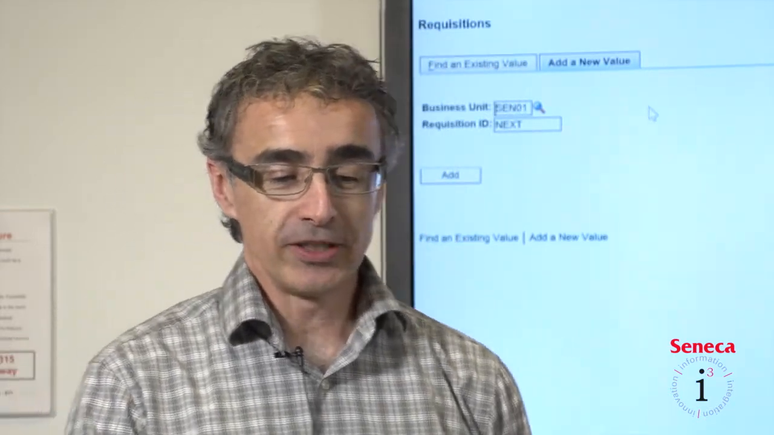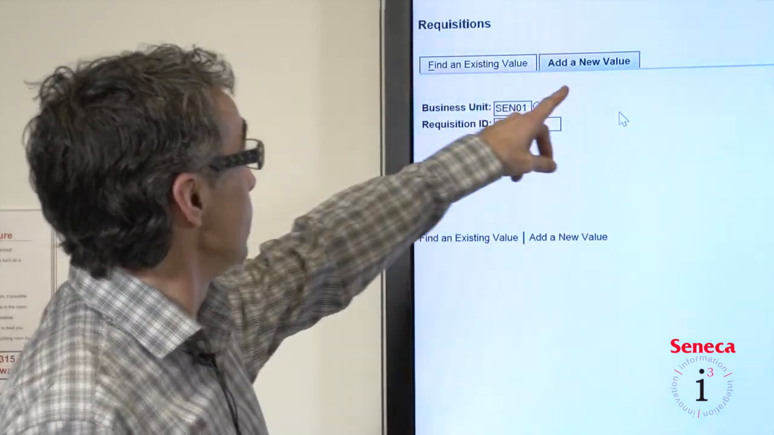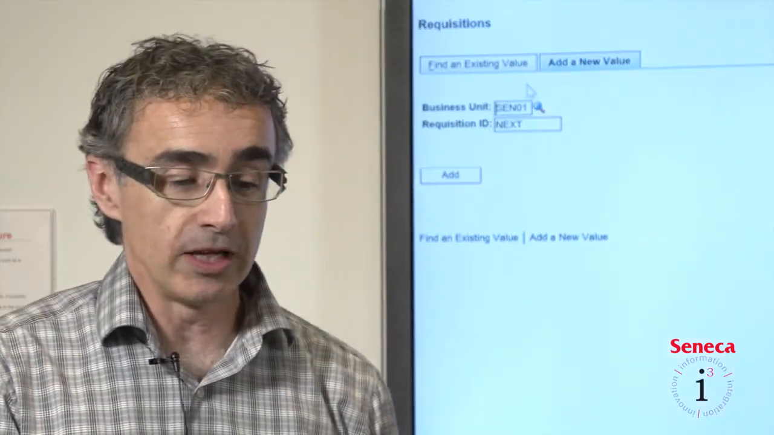So what we have on the screen right now is the landing page for purchase requisition. We have two tabs at the top. We have Find Existing Value and we have Add a New Value. Over time, you will develop a long list of requisitions that you can review. Then you would go through this tab right here. Today, I'm just going to click through the Add a New Value, which is clicking the Add button, and it takes us to the Purchase Requisition screen.